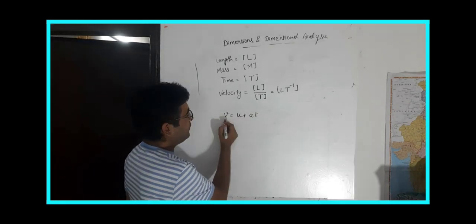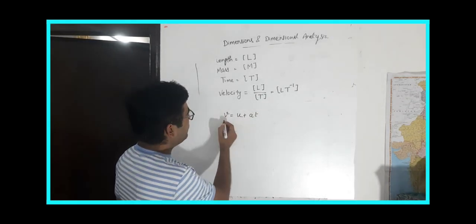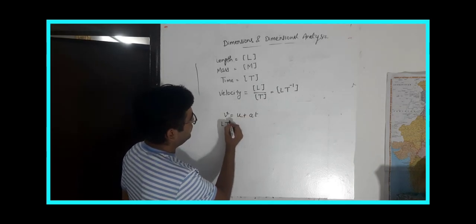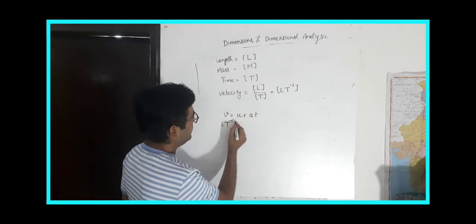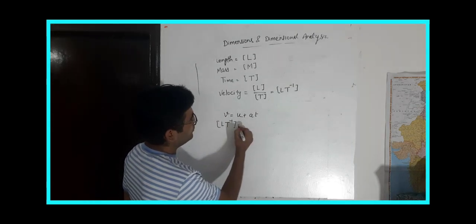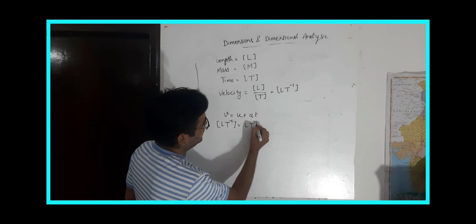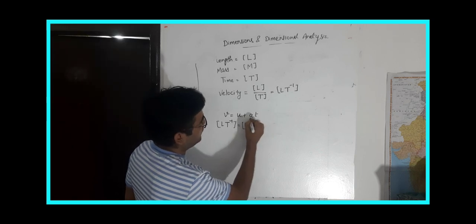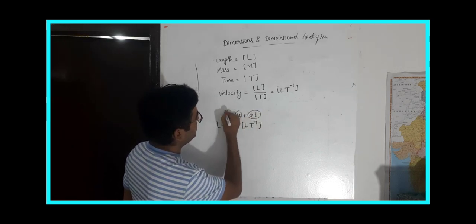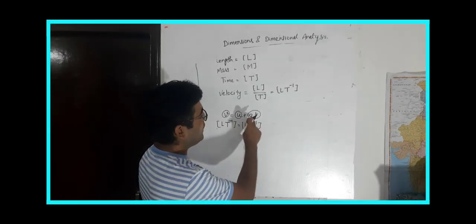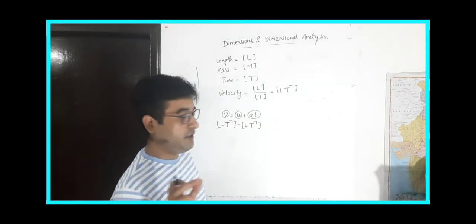If v has dimension of L t to the power minus 1, okay, velocity, so u will also have the same units, L t to the power minus 1. And all these terms will have the same dimensions. So L t to the power minus 1, and this also should have the same dimension.